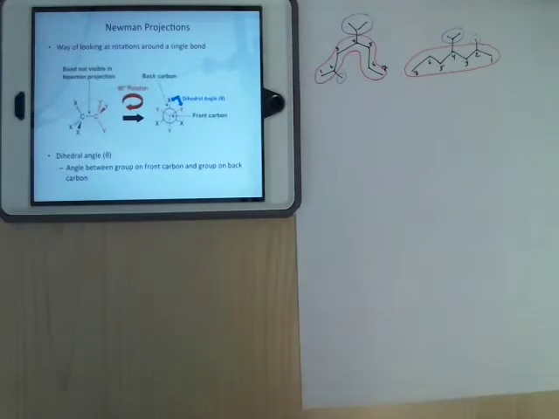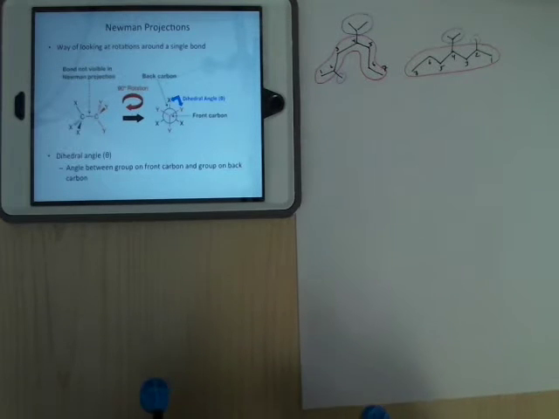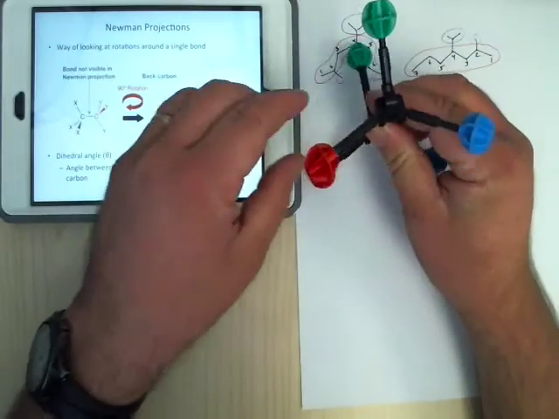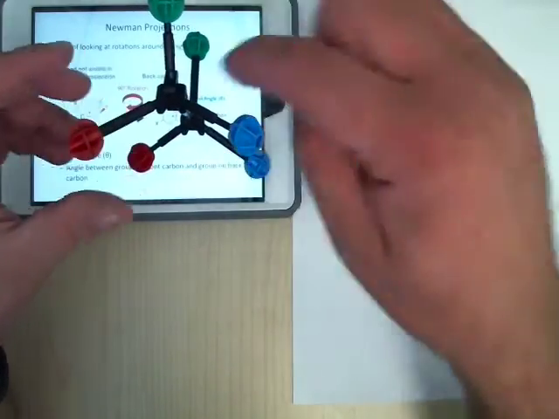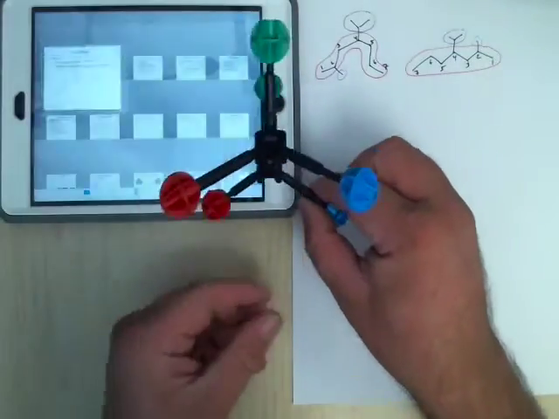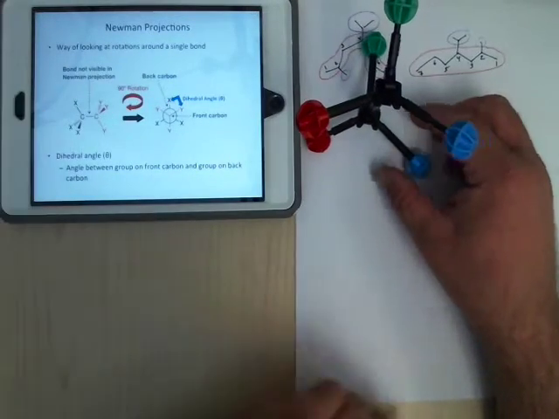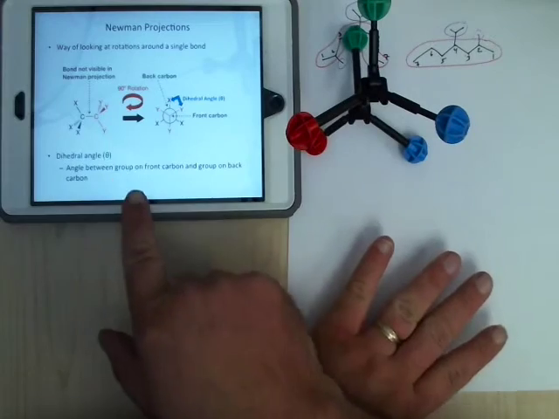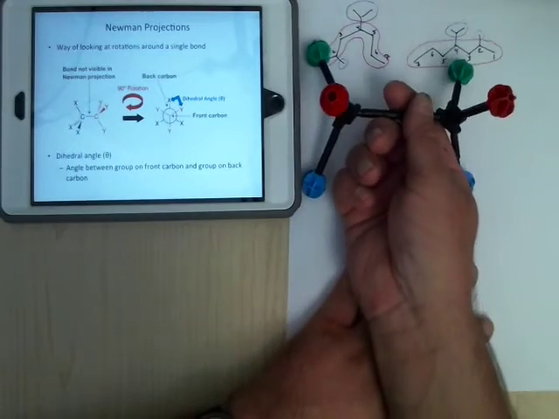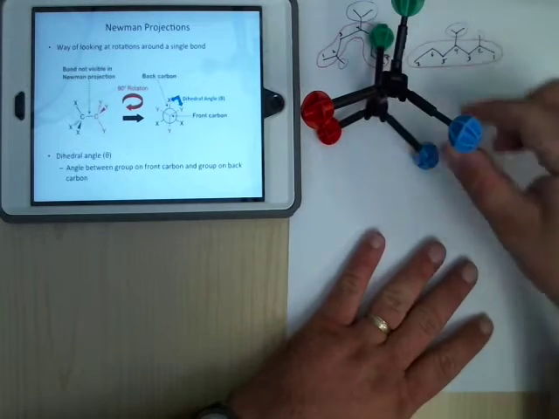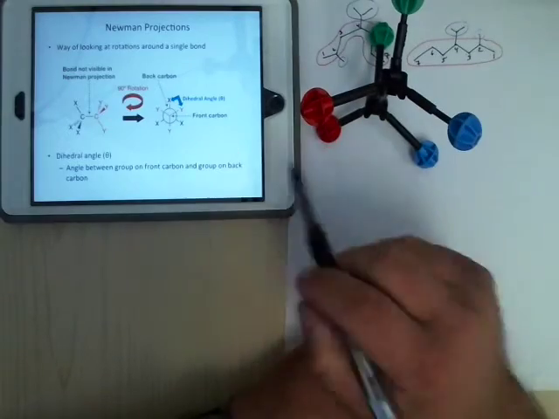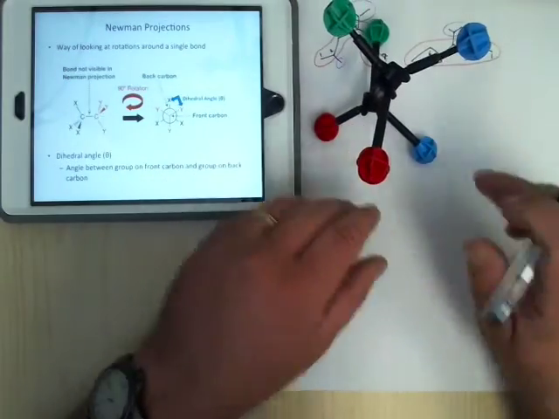Okay. One of the ways that you can visualize these is what are called Newman projections. The way these work is that you're looking directly down a bond. You're going to have a carbon in the front and a carbon in the back. If you look directly down, you're not going to be able to see the carbon in the back, but you're going to be able to see the groups that are coming off of it.